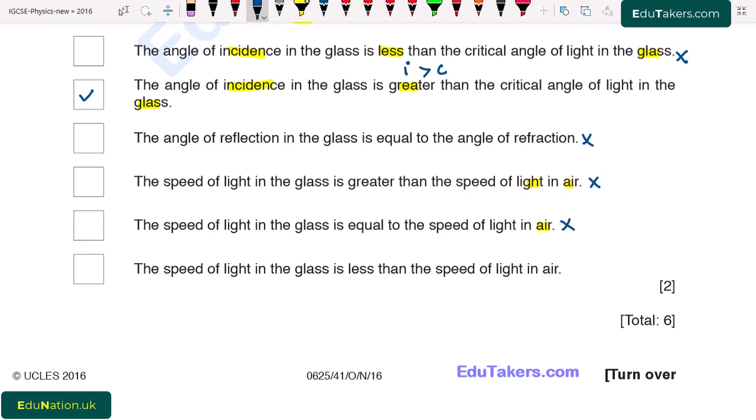And the last one is the speed of light in the glass is less than the speed of light in the air. So this is correct. That is, the speed of light in glass is less than the speed of light in the air. I take the last one.